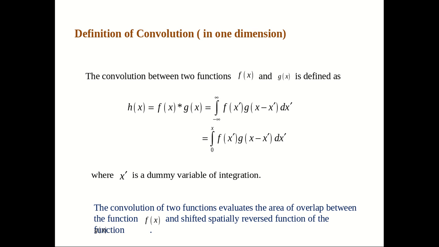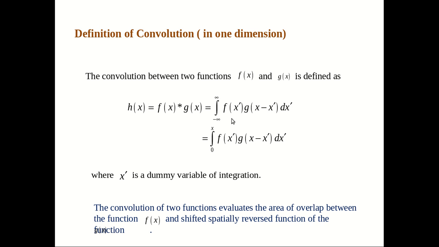The convolution of two functions f(x) and g(x) is written as f star g(x), which is defined as the integral from minus infinity to plus infinity of f(x') g(x minus x') dx'. Here x' is the dummy variable of integration, and this convolution is the product of the two functions: f(x') and the other is the shifted, spatially reversed function.